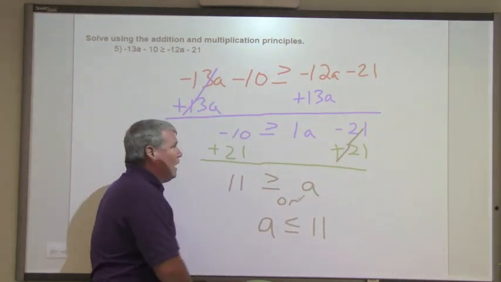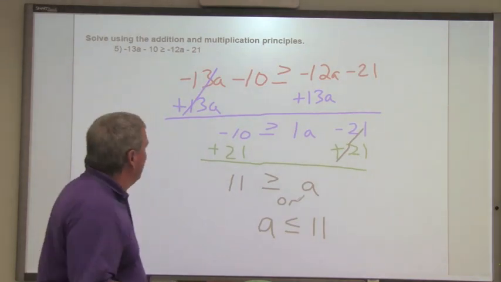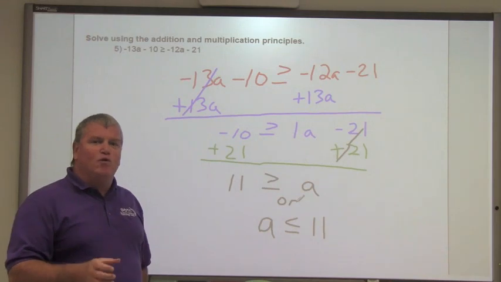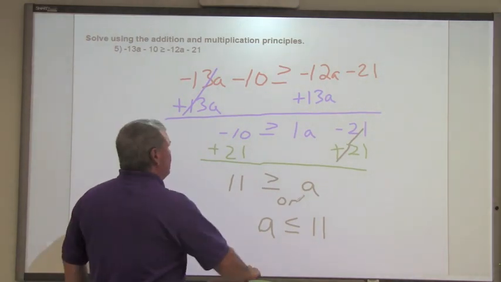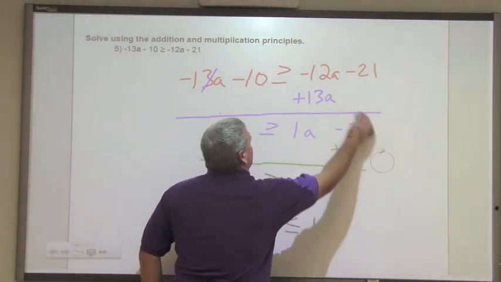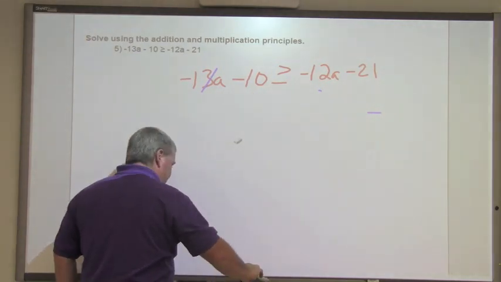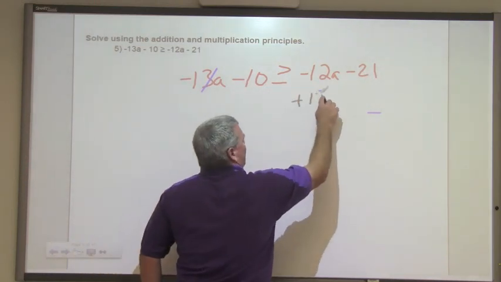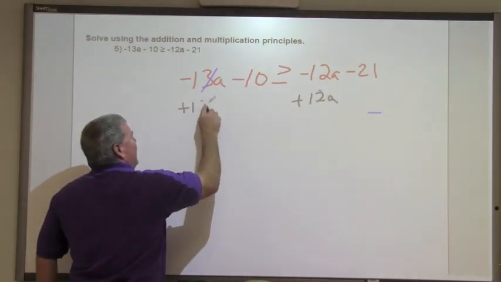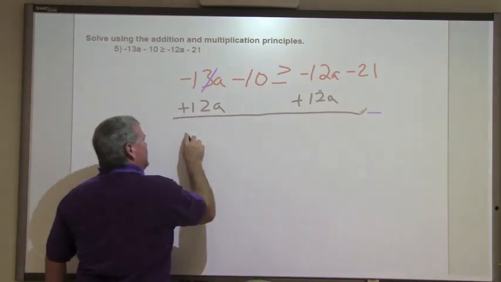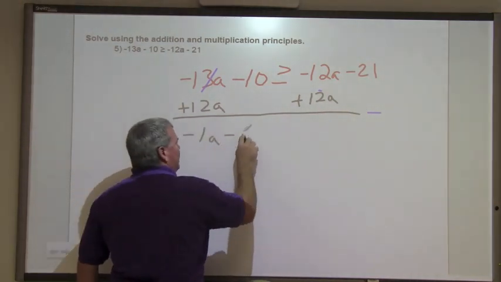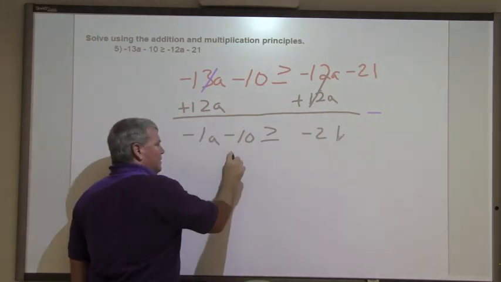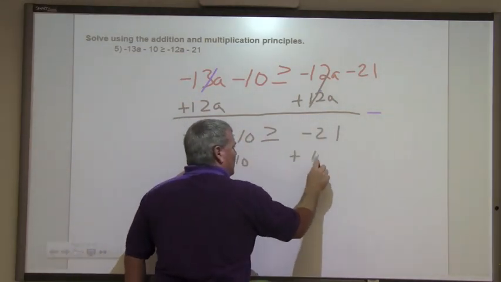Now, before I told you that there's a little difference between an equation and an inequality. What that difference is, if you have a negative number, and I want to show you real quick one of the reasons why I didn't add the 12. Let's do it real quick. Add 12a to both sides. If I add 12a, what happens is I get a negative 1a minus 10 greater than or equal to negative 21. Then I add the 10 just like I did before.